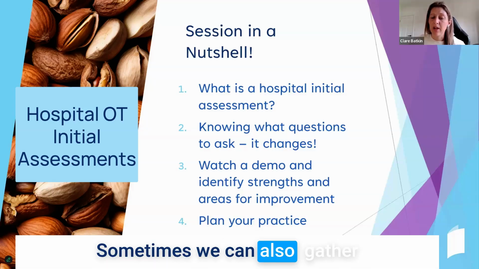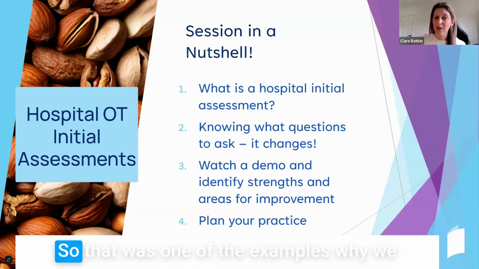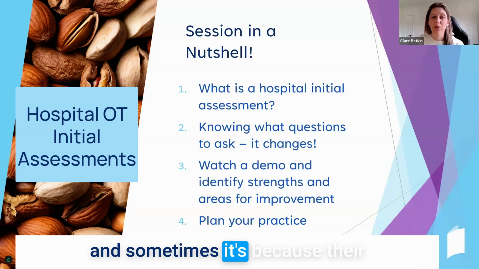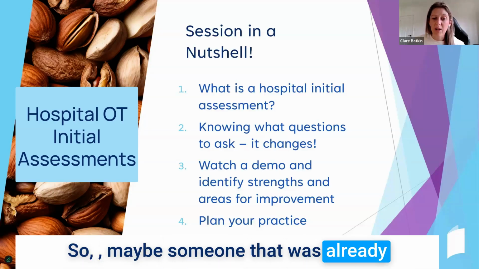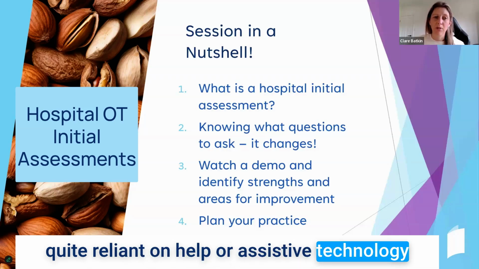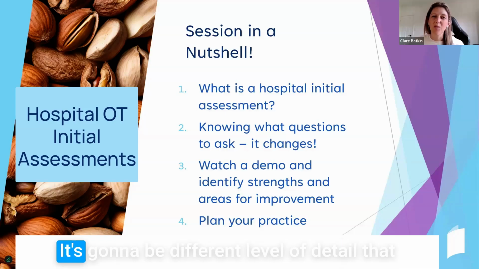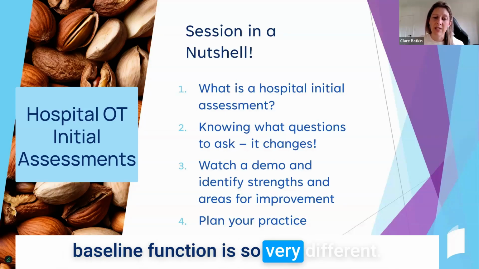And sometimes we can also gather information from a file, so we don't need to ask them the same question. So that was one of the examples why we may be able to leave out some information. And sometimes it's because their baseline function is very different. So maybe someone that was already quite reliant on help or assistive technology or equipment, compared to maybe a young adult that's just broken a leg, it's going to be a different level of detail that we're going to be asking because that baseline function is so very different.